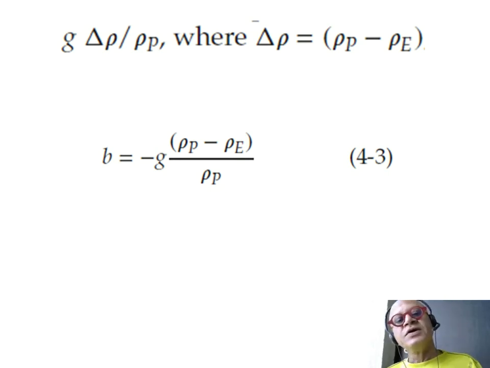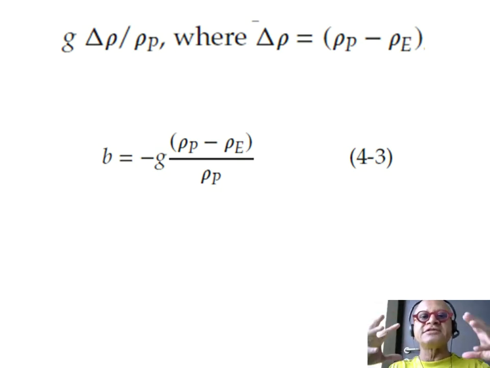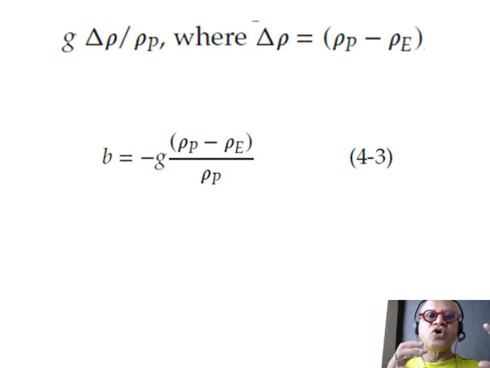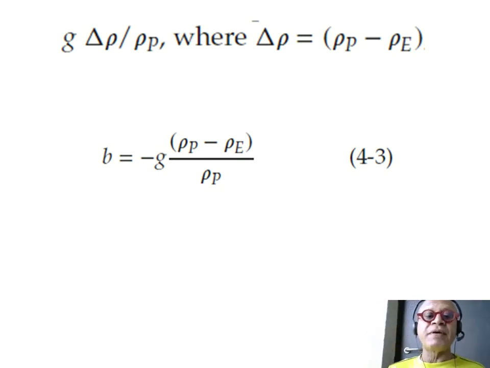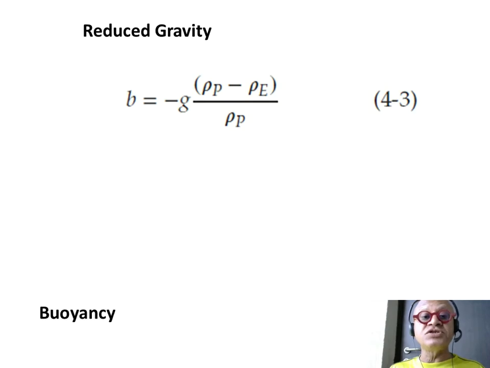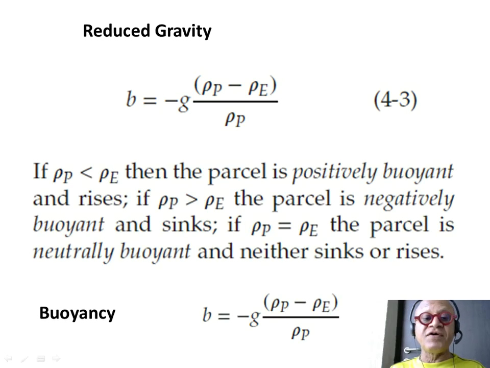Okay, good. So this is called reduced gravity. Why? Because you're in a fluid that has density, and your buoyancy is going to depend on the relative density with respect to the environment. The gravitational pull is going to depend on that relative density. Hence, it's a reduced gravity. Gravity effect is reduced by having density of the environment being different than your density. Okay, so buoyancy is minus g times the density of the parcel minus the density of the environment, divided by rho P.